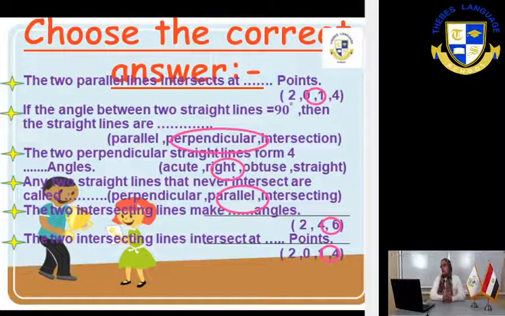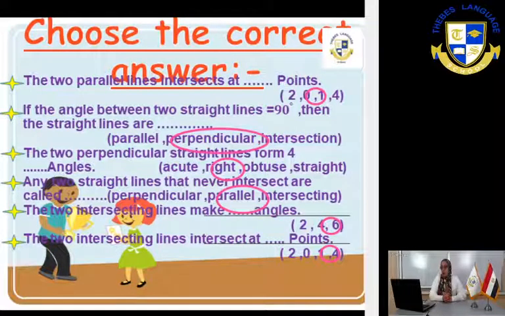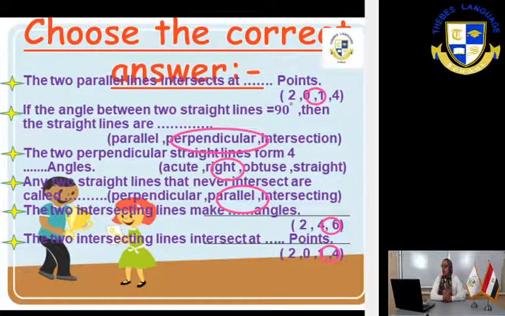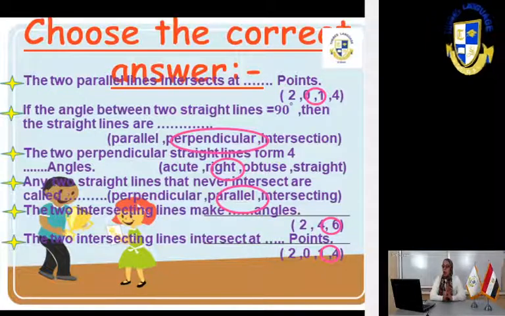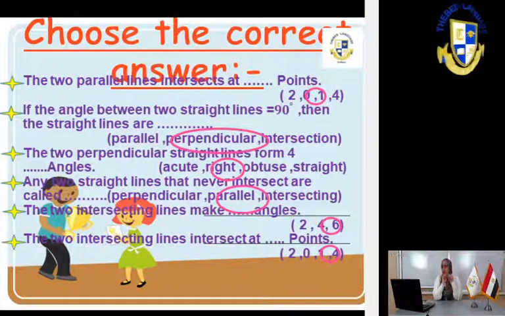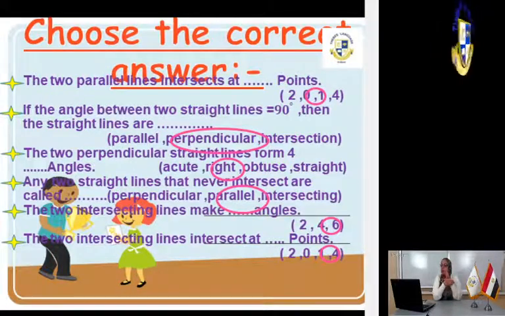The last exercise which we have today, choose the correct answer. First question, the two parallel lines intersect at how many points? Remember, parallel means like that, or like that. So the two parallel lines never intersect. So they intersect at 0 points, because parallel lines never intersect.